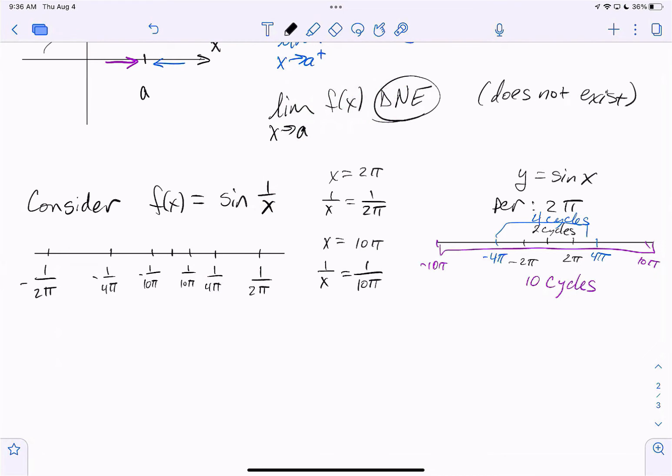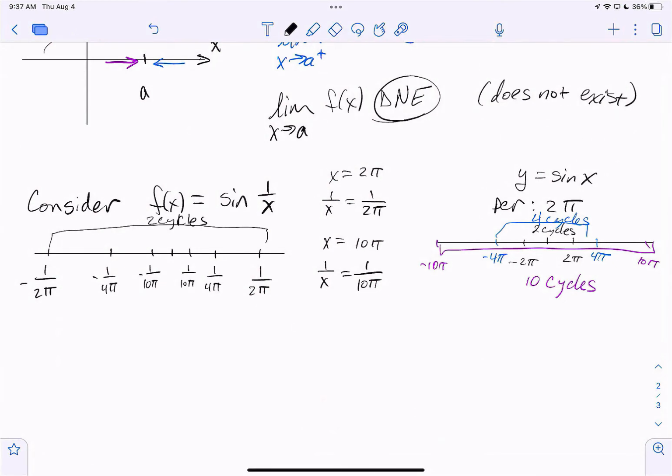using the same thinking that we had before, if my input is 1 over 2 pi, and I'm putting that into the sine of 1 over x, then that's going to give me the sine of 1 over 1 over 2 pi, which is the same thing as the sine of 2 pi. That's why I'm using these numbers here over on the left. And using the same reasoning as before, between negative 1 over 2 pi and 1 over 2 pi, I should be able to fit 2 cycles of the sine function.